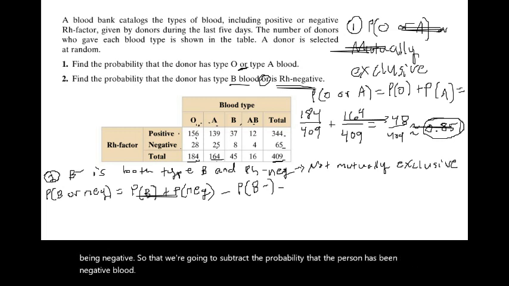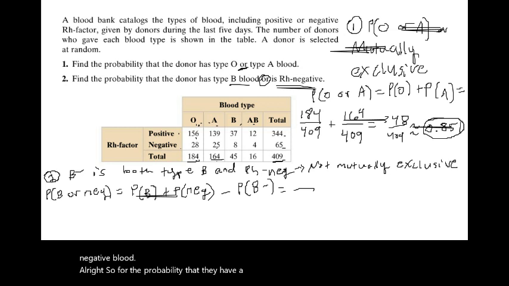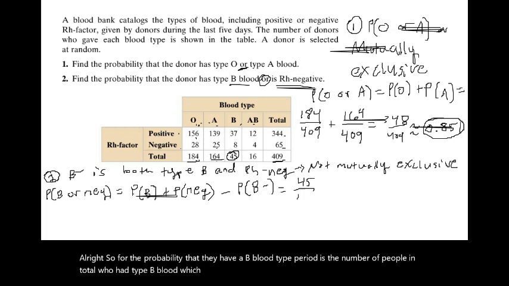All right, so the probability that they have a B blood type, period, is the number of people in total who had type B blood, which was 45, out of the total 409.